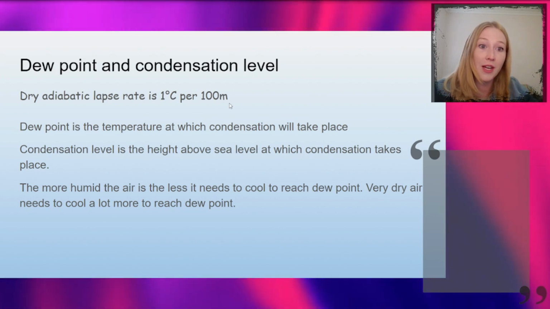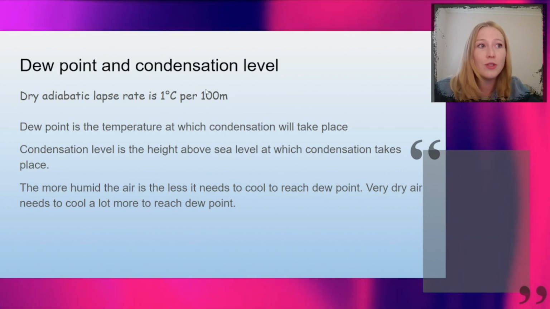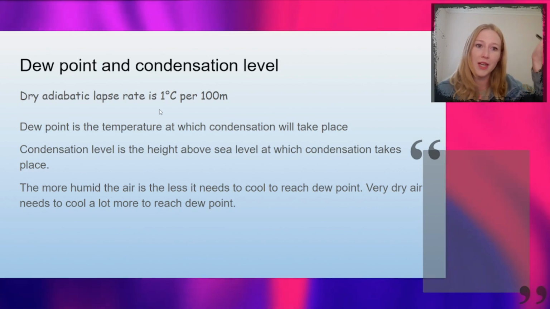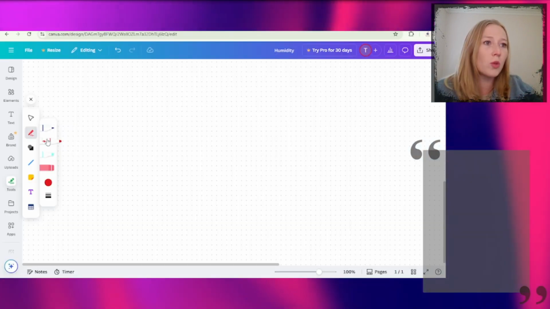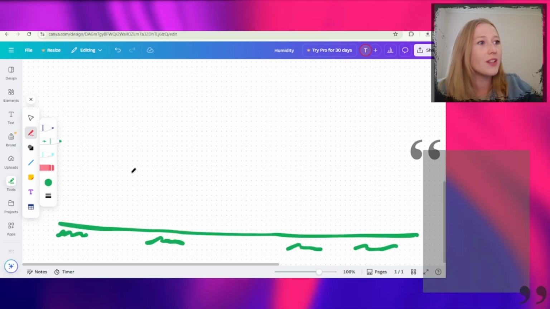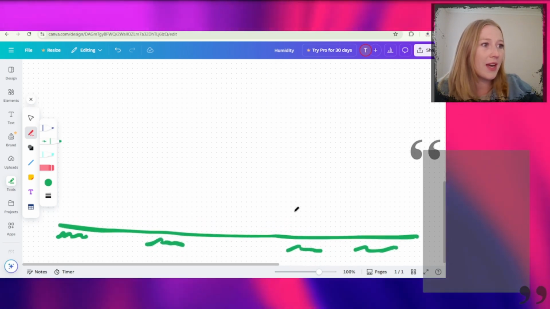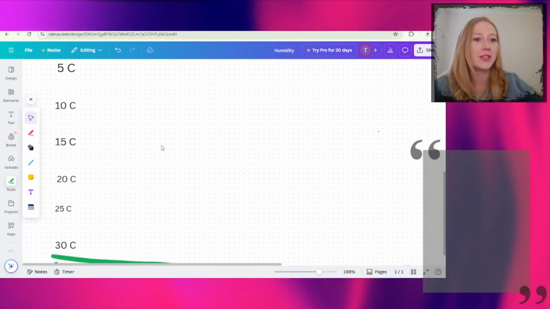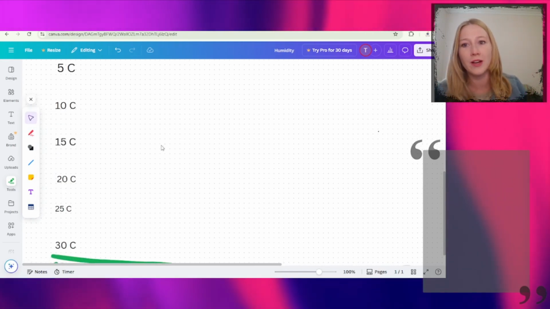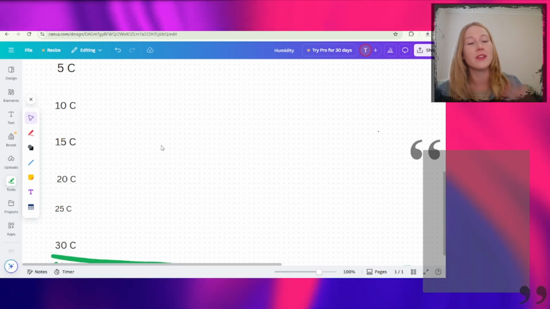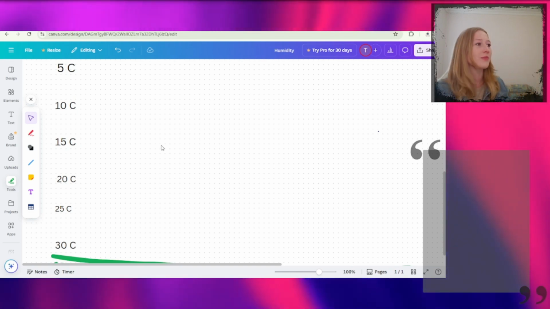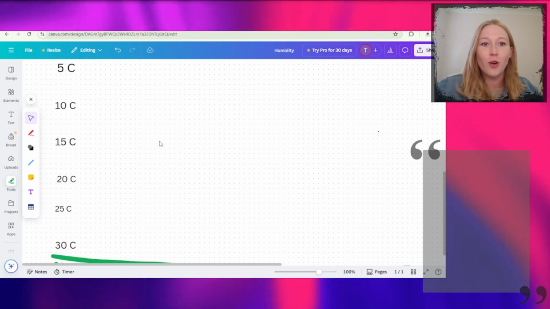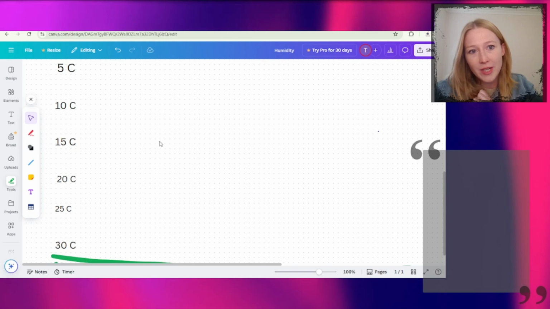So until it finally condenses into a cloud, this is how much colder the air will get as it moves up in the atmosphere. Let's draw ourselves a little diagram. So this is the ground, and as we move up, we are moving up in the atmosphere. So we can see that it's warm by the ground, and as it goes up into the atmosphere, the air gets colder and colder. As the air gets colder and colder, again, it can hold less and less water vapor.